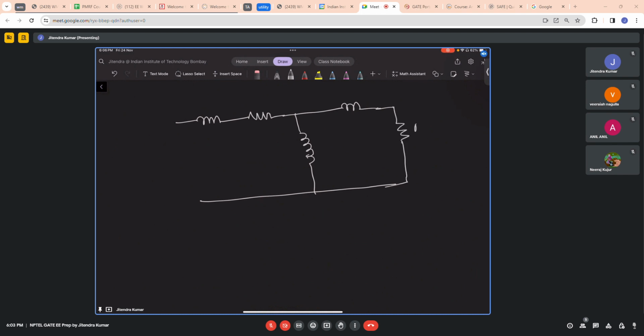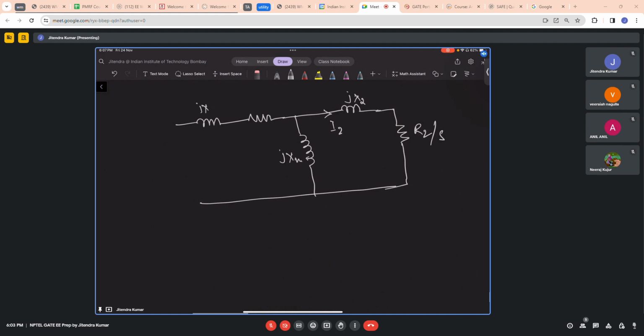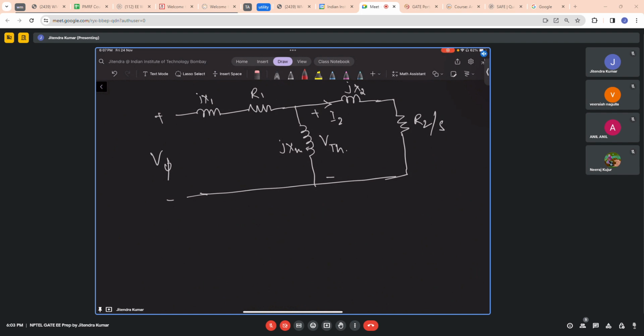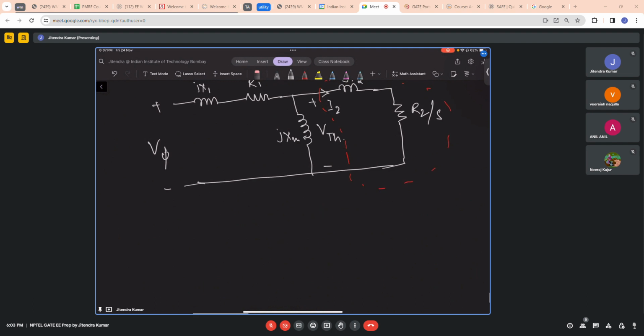The total resistance on the rotor side is R2 by S, and the reactance is jX2. Here the rotor current will flow, which is responsible for torque and power. This is jXM, this is jX1, the primary leakage reactance, and this is R1. Now, this is the phase voltage. To compute Thevenin, we want the voltage at this node, and this node voltage we are calling VTH. If you make the circuit open after this node, you can easily apply the voltage division rule, and VTH will be equal to V phase into jXM divided by R1 plus jX1 plus jXM.